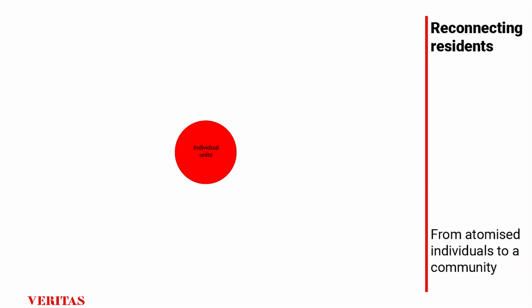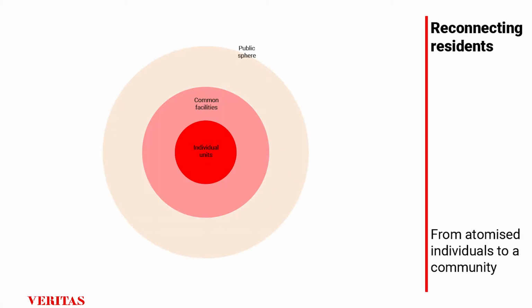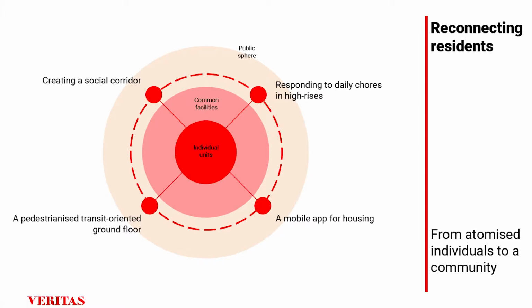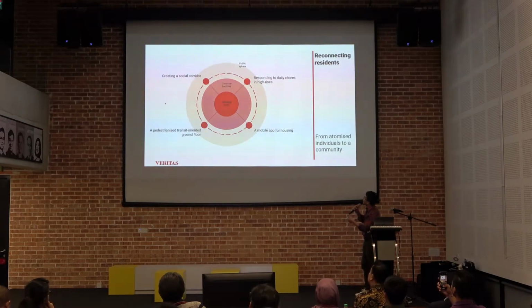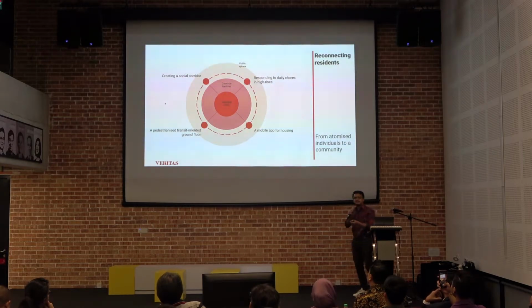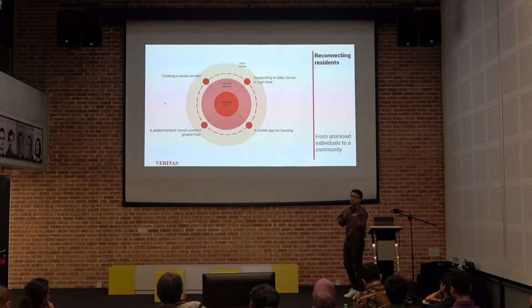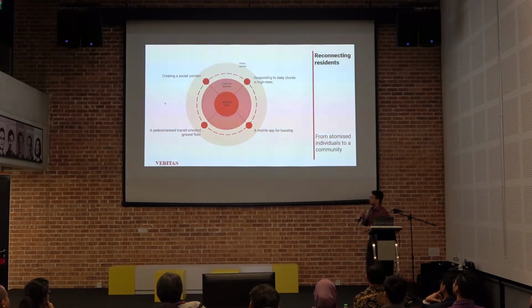So we look at how individual units combine in a continuum into the common facilities and then going into the public sphere. So how do we connect all these different spaces, which normally creates all these atomized apartments, sort of warehousing of people? We want to connect all these different tissues. So we think it's important to create a social corridor. That's what I just said just now. And then how do you make that corridor respond to the daily chores of life, you know, like laundry, talking to your neighbors and planting a pot of plant?